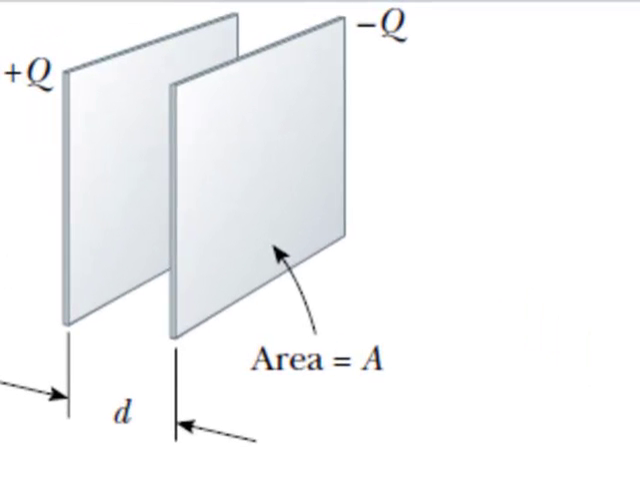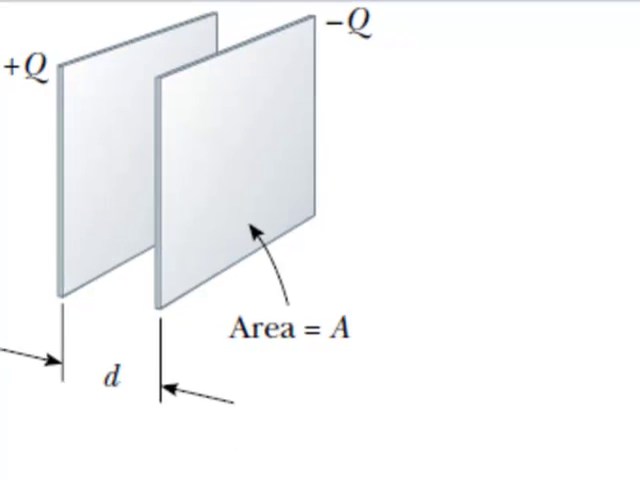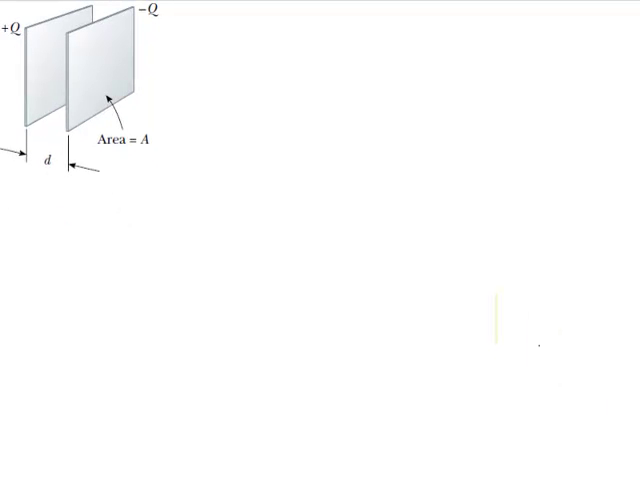We are here now to find out the capacitance of a parallel plate capacitor. This type of capacitor has two large plates having a certain area. You can see these are the two plates, having minus Q charge here, plus Q charge here, and the distance between them is D. This is the geometrical shape of a parallel plate capacitor.